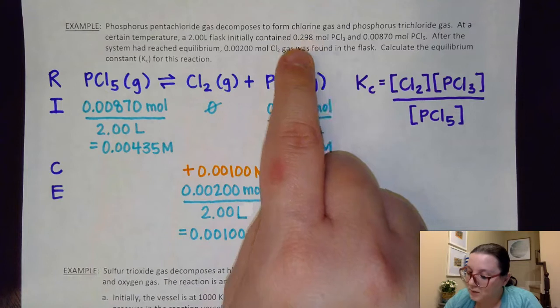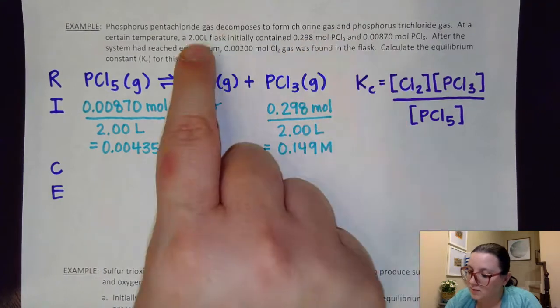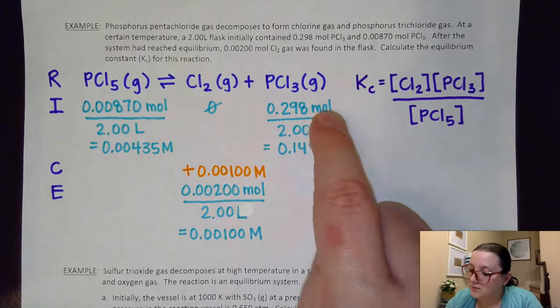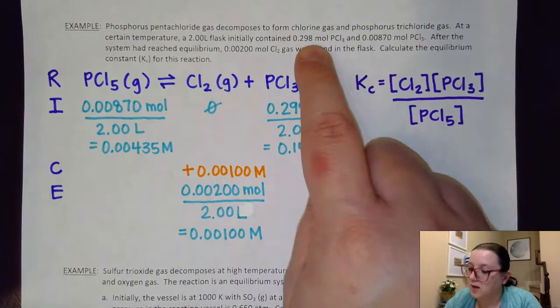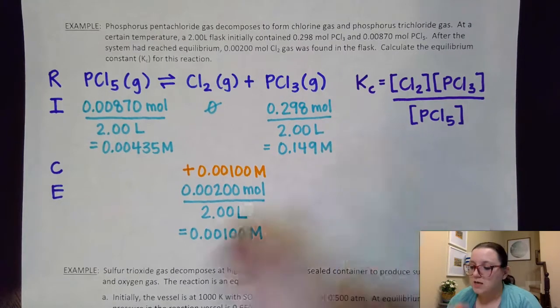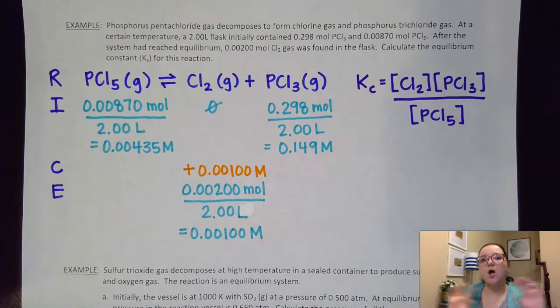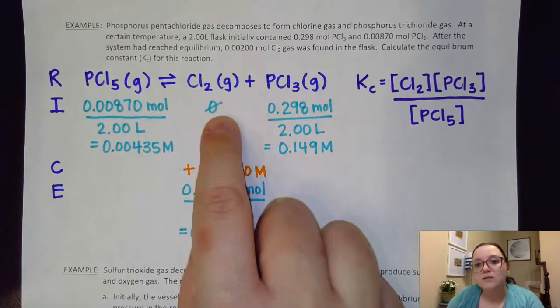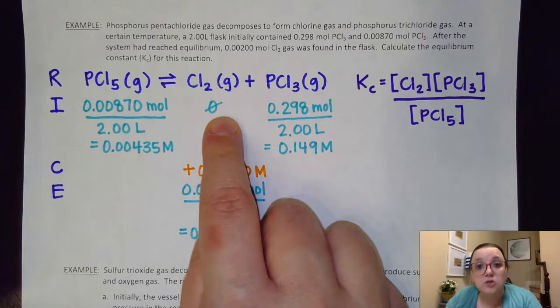So that's what I did here. I took that 0.00870 and divided it by 2. And then I did the same thing for the PCl3 here on the product side. I took that 0.298 and divided it by the same 2 liters to get my molarity. Now you notice they did not mention at all having a starting concentration of Cl2. They didn't even mention it at all. So the assumption would be that it starts out at 0. That is the assumption. If we do not see an initial concentration mentioned for a substance, then we assume that it starts off at 0.